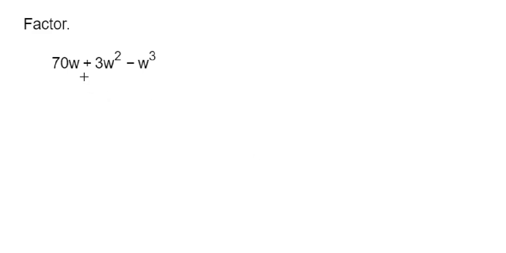All right. So for this problem, first issue is it's not in the right order, so we want to reorder it from highest to lowest power. We'll put the w to the third power first. It's negative, that minus sign is going to follow that, so we're going to have negative w to the third power plus 3w squared plus 70w.